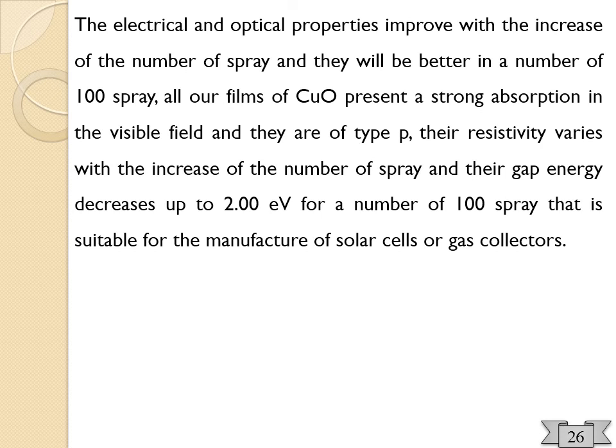The electrical and optical properties improve with the increase of the number of sprays, and they are better at a number of 100 sprays. All our films of CuO present a strong absorption in the visible field, and they are of type P. Their resistivity varies with the increase of the number of sprays, and their gap energy decreases up to 2 electron volts for a number of 100 sprays. That is suitable for the manufacture of solar cell or a gas sensor.